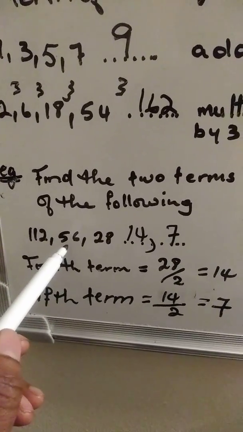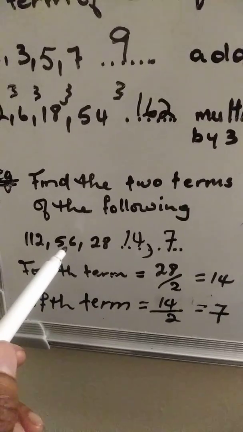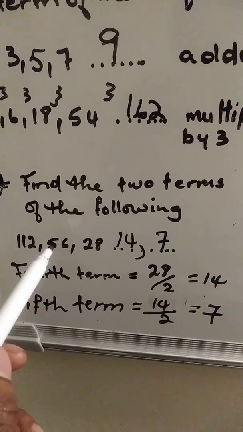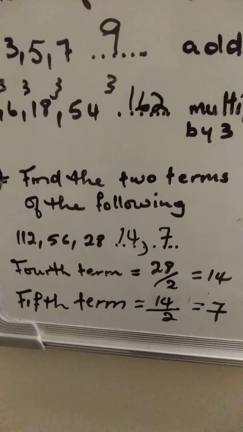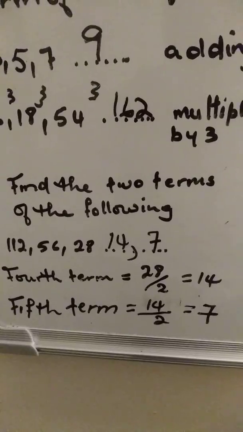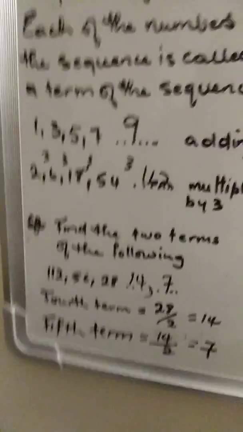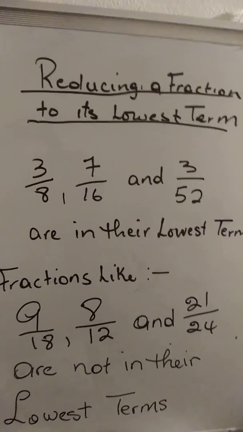So the second term was found by dividing the first term by 2. And the third term was found by dividing the second term by 2. The fourth term was found by dividing 28 by 2, and the fifth term was found by dividing 14 by 2. We'll move on over to reducing a fraction to its lowest terms.